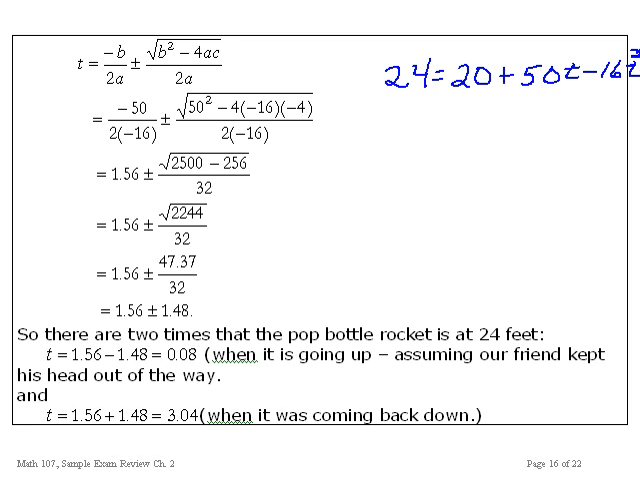In order to solve a quadratic like this, you need to get it equal to 0, which means you need to subtract the 24 from both sides. And I'll write it in the more standard form. 0 equals, let's put the t squared first, and the 50t goes here, and then a minus 4, because 20 minus 24 gives me a negative 4.